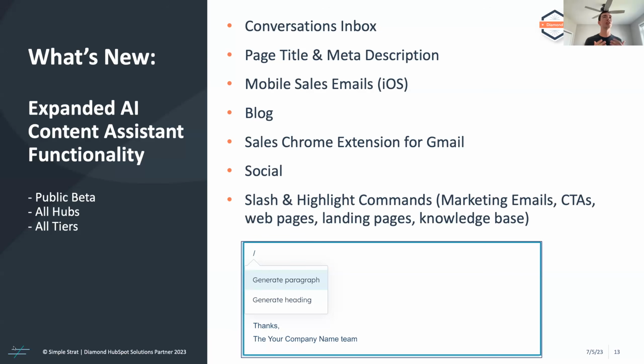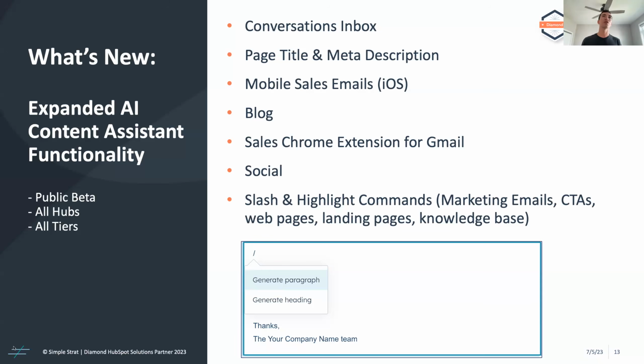So this is in a public beta, so you have to enroll, but it is available to anybody on any hub at any tier. So these are a few places where the content assistant either got new functionality or became available within HubSpot in the last month. So your conversations inbox, page titles and meta descriptions, mobile emails. So if you are using the iOS app, you can actually use the content assistant to create emails directly in the HubSpot iOS app. Your blog, sales Chrome extension for Gmail.